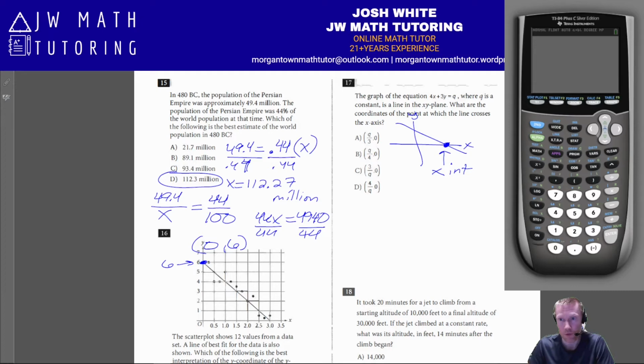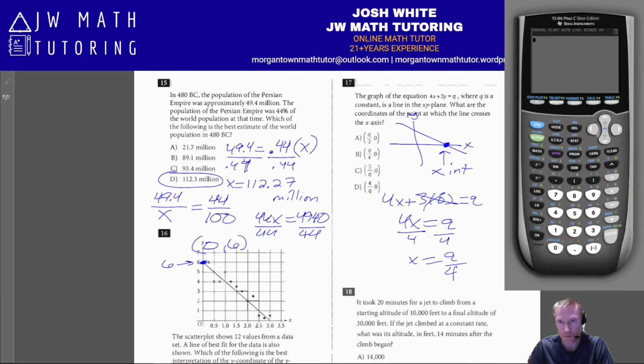So we just take this equation, we just plug in 0 for y, and then we just solve for x. So 0 times 3 is just 0. So 4x equals q. So x is just going to equal whatever q divided by 4 is.